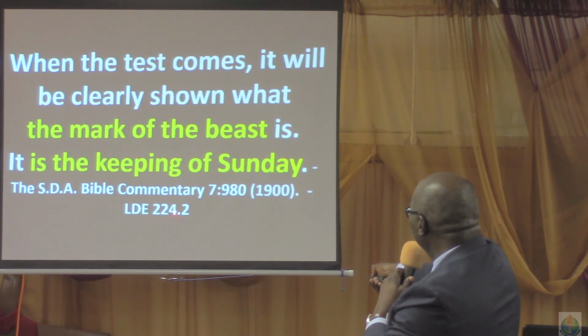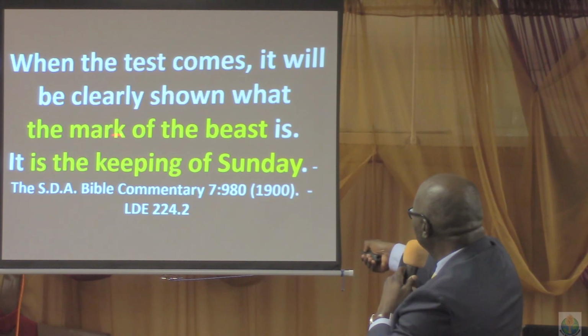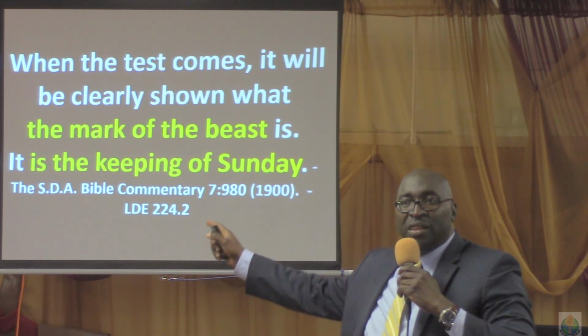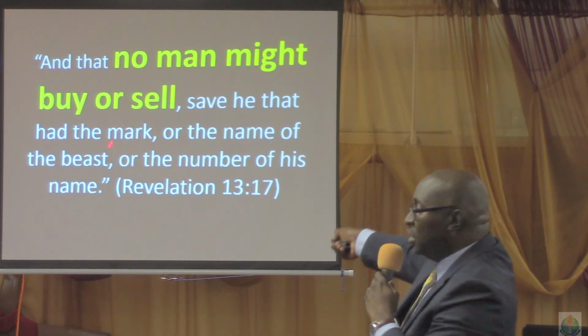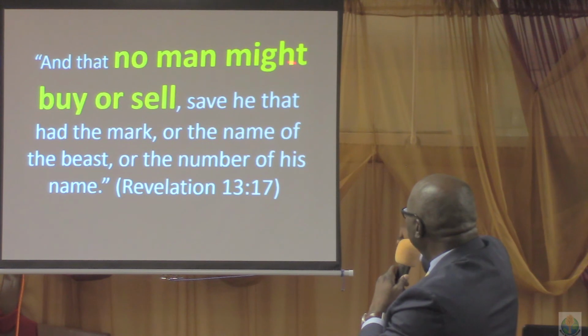Last Day Events 22-24 says what? When the test comes, it will be clearly shown what is the mark of the beast. It is what? Keeping of Sunday. That's when, friends, the ship runs aground. The word of God says in Revelation 13:17 that no man might buy or sell save he that had the mark or the name of the beast or the number of his name.